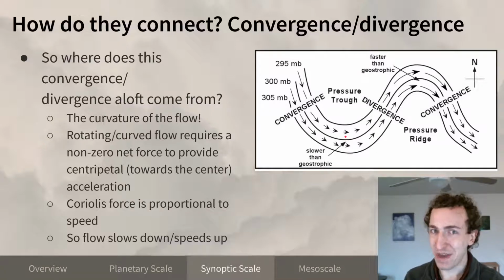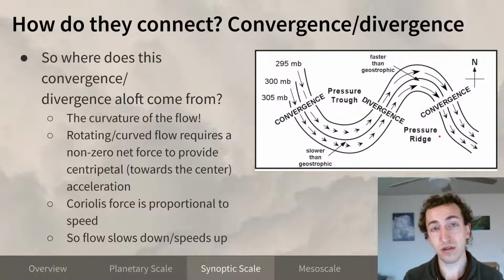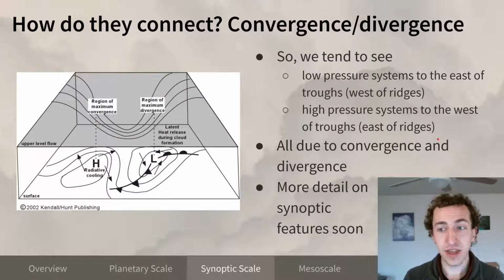And again, going back to what we talked about before, speeding up and slowing down are divergence and convergence. And so that's how we get, on the east side of a trough, divergence. On the west side of a trough, we get convergence. Or if you're looking at it around a ridge, on the west side of a ridge, we get divergence. On the east side, we get convergence. So that's what I have written out here.